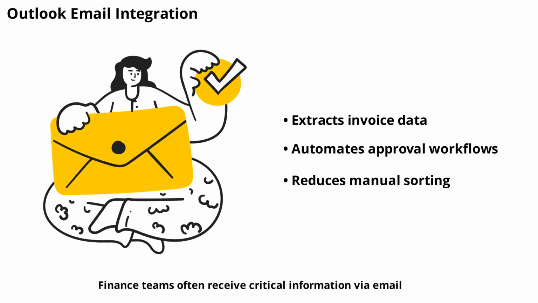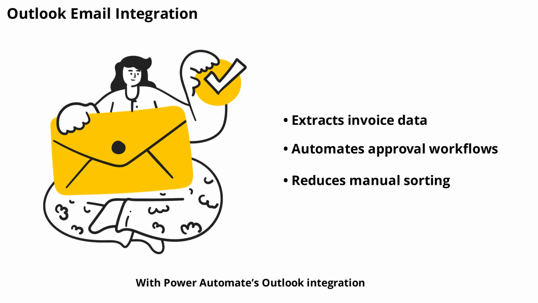Finance teams often receive critical information via email. With Power Automate's Outlook integration, you can automatically extract attachments, parse invoice data, and trigger workflows based on email content. For example, when an invoice arrives, Power Automate can save the attachment to SharePoint, extract key details, and start an approval process. This eliminates manual sorting and ensures nothing slips through the cracks.